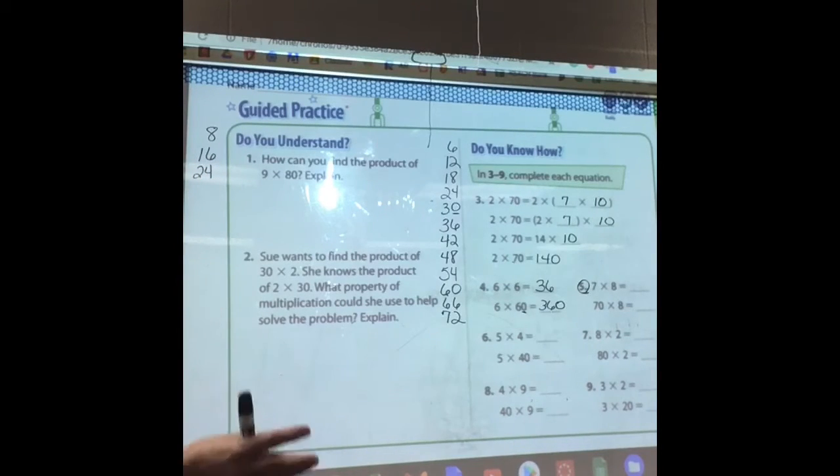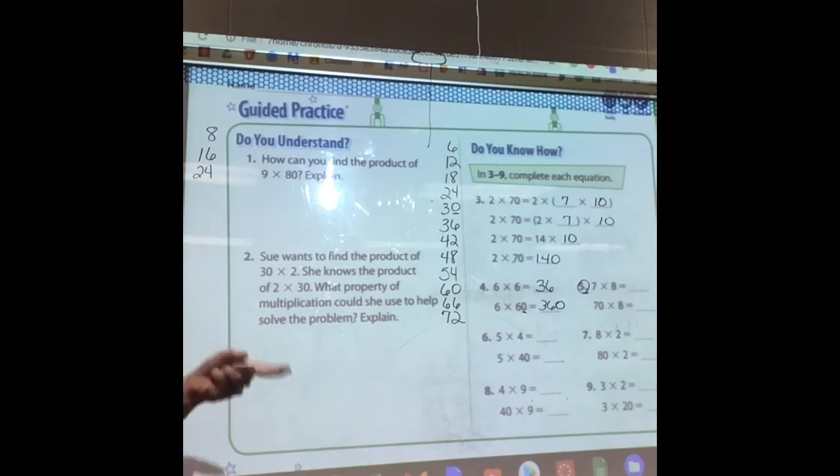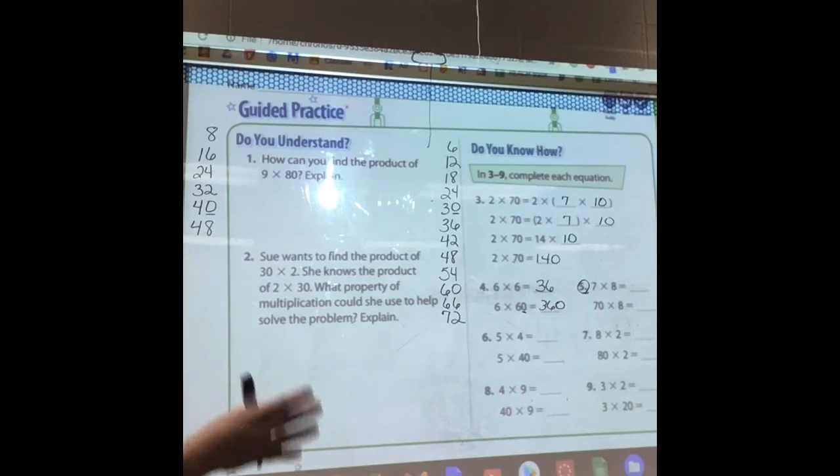25, 26, 27, 28, 29, 30, 31, 32, 33, 34, 35, 36, 37, 38, 39, 40. That's 8 times 5, because 8's an even number, and anything times 5 that's an even number ends in 0. So 8 plus 40 would be 48, and we can count them again: 49, 50, 51, 52, 53, 54, 55, 56.